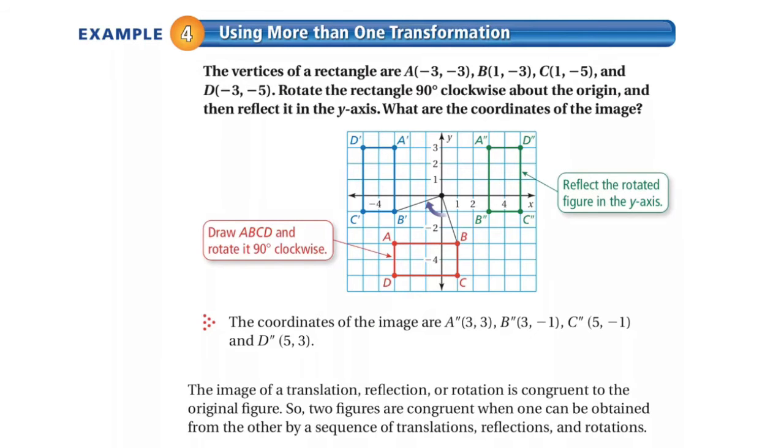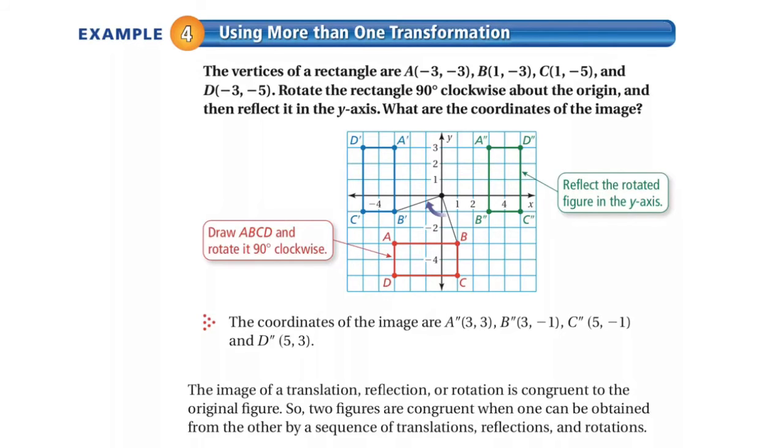For example 4, we're doing more than one transformation. So here, the vertices of the rectangle are given, and you're supposed to rotate the rectangle 90 degrees clockwise about the origin. Once you've done that, then you're supposed to reflect it in the y-axis and get the new coordinates.